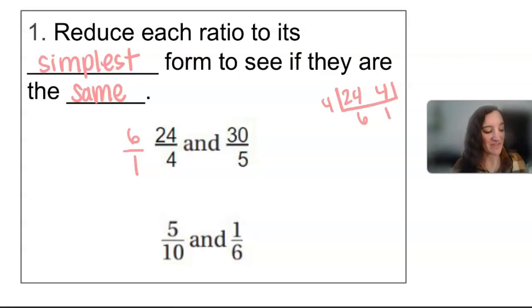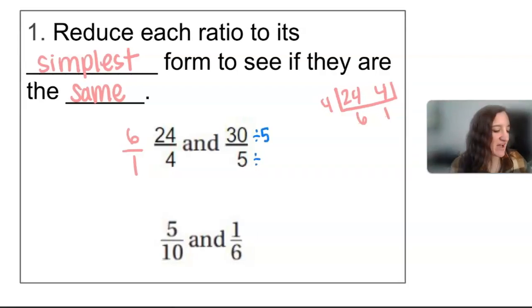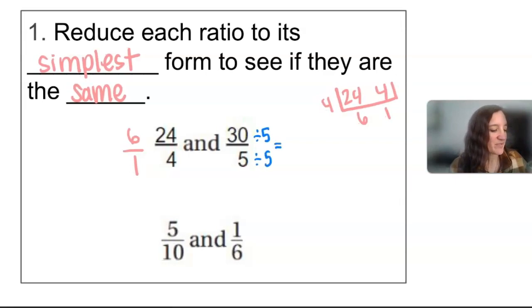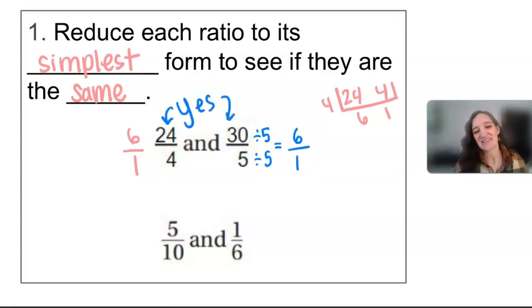By the way, do you remember that this is a unit rate because it has 1? Remember that. And then let's go on to the 30 to 5. What common factor do 30 and 5 share? 5, right? So if I divide them both by 5, I will also get 6 to 1. So yes, these two are equivalent: 24 to 4 and 30 to 5, okay?